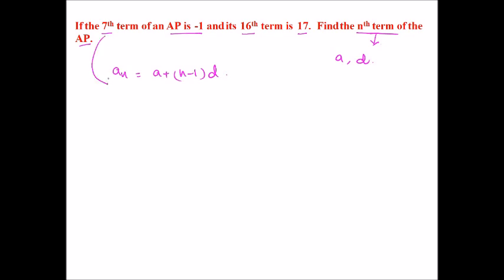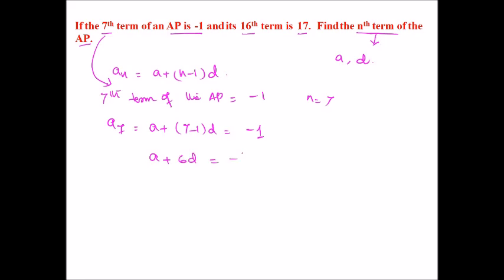First, we will take the seventh term of the AP. The seventh term of the AP is given as -1. That is, n is equal to 7. So a_7 is equal to a plus (7 minus 1) into d, that is equal to -1. That is, a plus 6d is equal to -1.